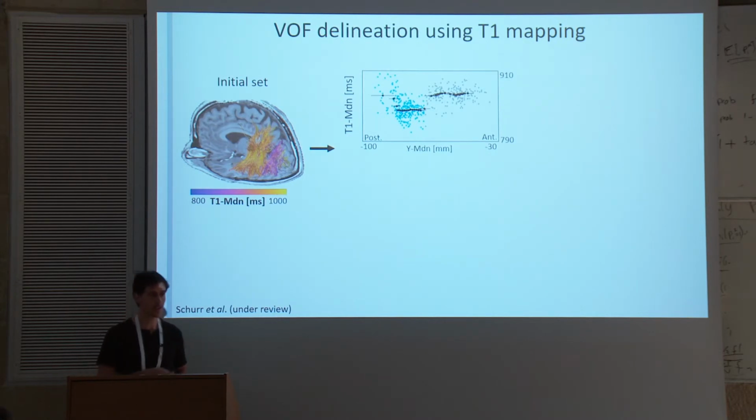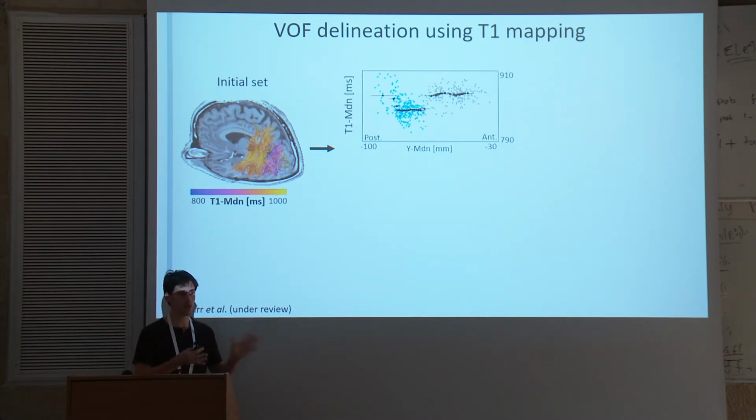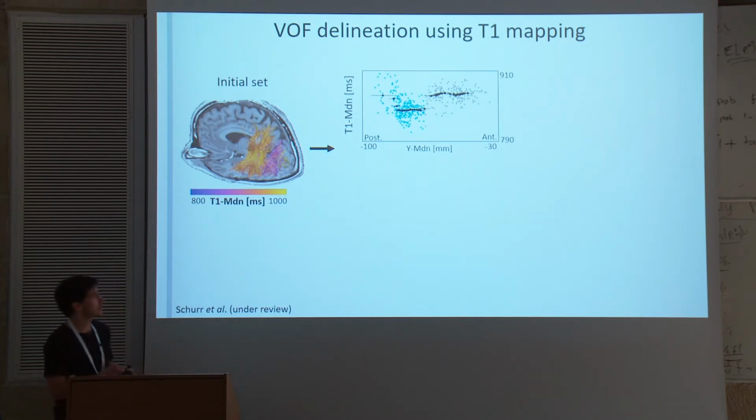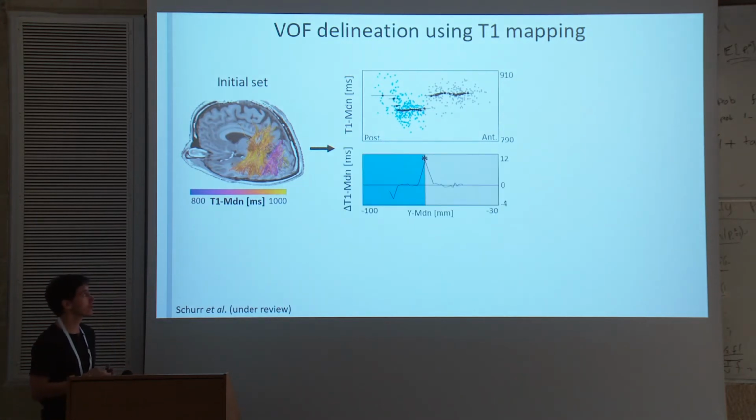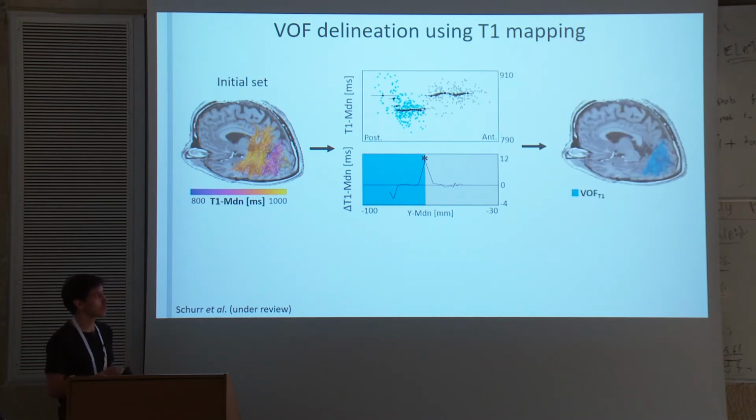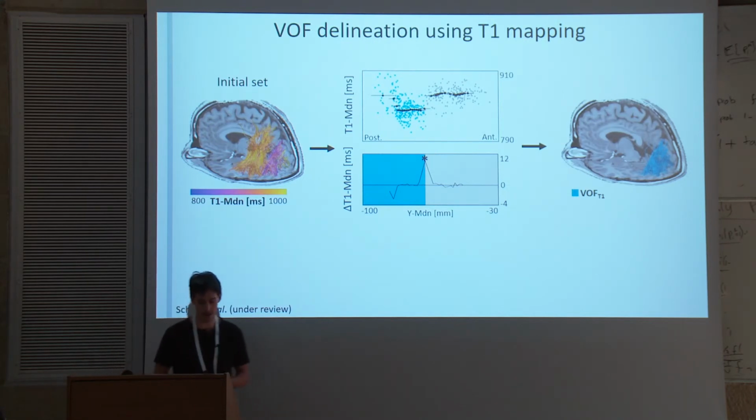So now we can take each streamline and represent it in some two-dimensional space. Each streamline is now one point, and you can see its T1 median against its location along the anterior-posterior axis. And we're just looking for the point of sharpest increase in T1. So it's a very simple but robust algorithm. And when we put this border over there, what we get is what we call VOF T1. It's VOF defined by its T1 signature.